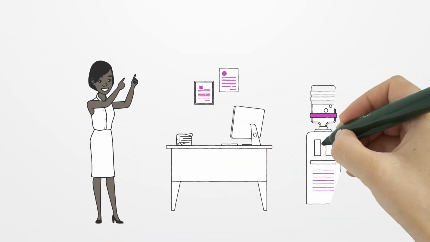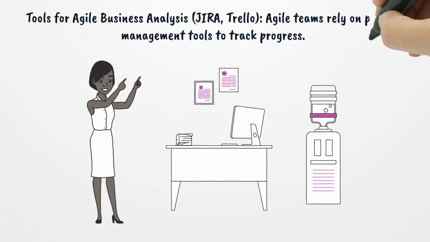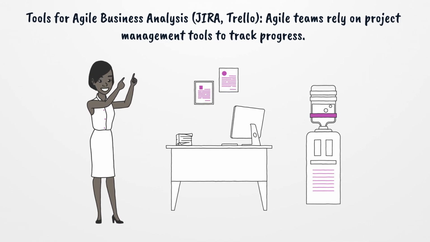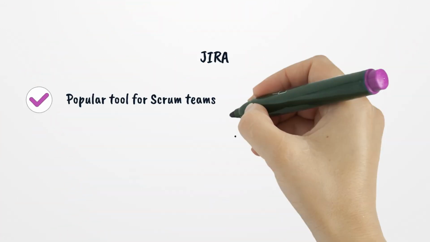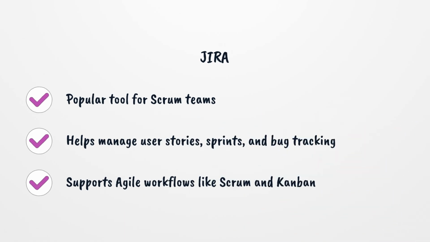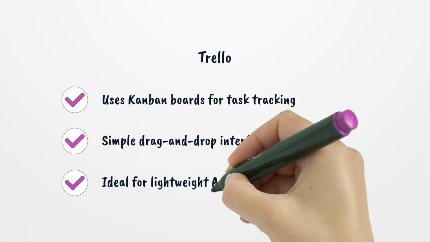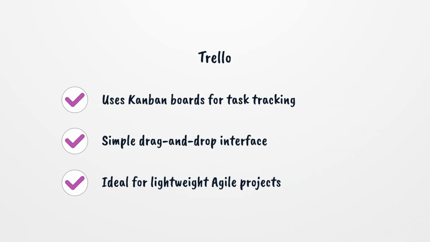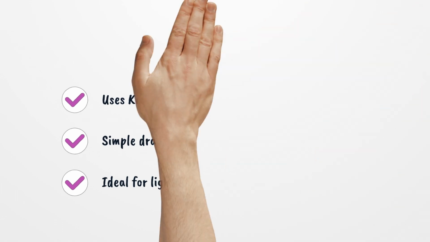Tools for Agile business analysis: Jira, Trello. Agile teams rely on project management tools to track progress. Jira, a popular tool for Scrum teams, helps manage user stories, sprints, and bug tracking. Supports Agile workflows like Scrum and Kanban. Trello uses Kanban boards for task tracking. Simple drag-and-drop interface. Ideal for lightweight Agile projects.